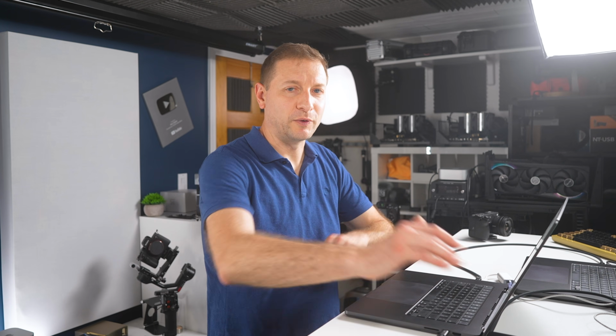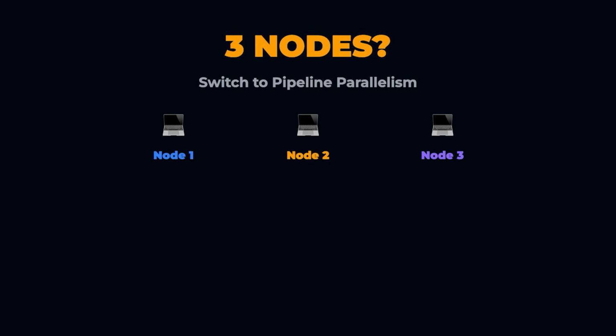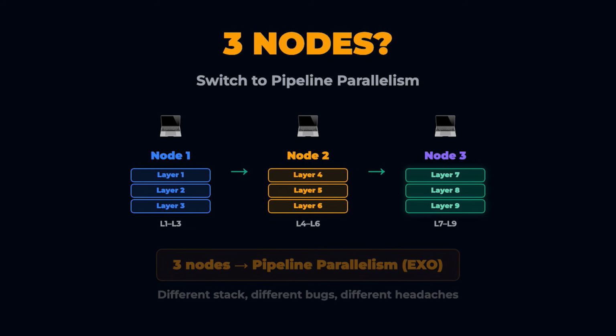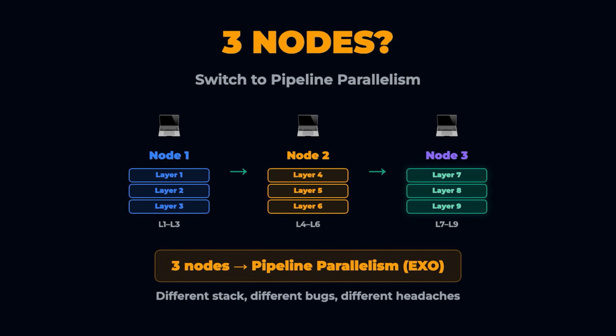All right, so why do I have the third one? Well, if you want 3 nodes, you have to switch parallelism strategies. You can still do it, but you'd have to use pipeline parallelism. Different stack, different bugs, different headaches. And I got these headaches trying to make this video for you guys. I always get into trouble making cluster videos. I don't know why I do it. Anyway, there's a way out.